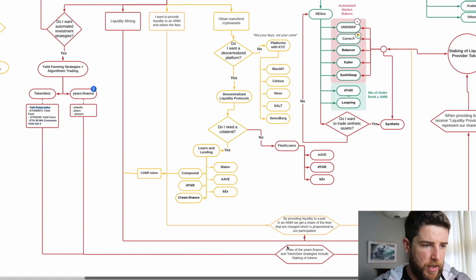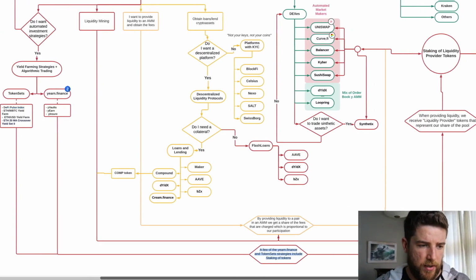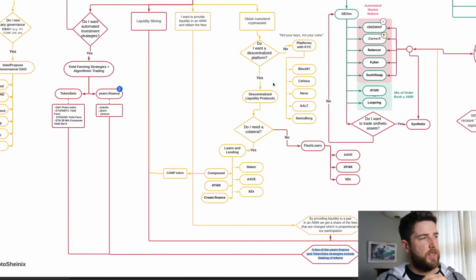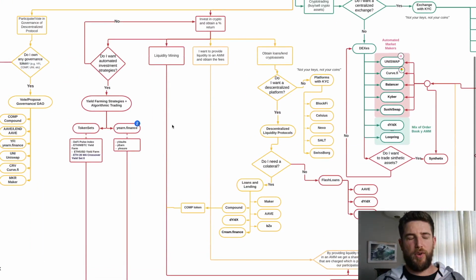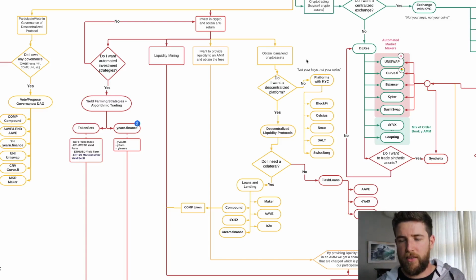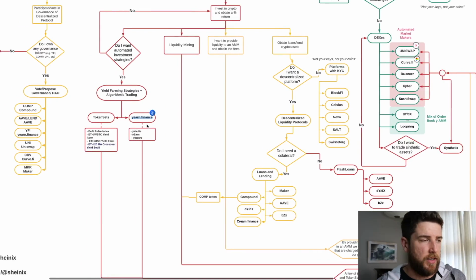And of course, I put here that a few of the Yearn Finance and Token Sets strategies include the staking of tokens, right? So as you can see, this is way riskier because basically they are interacting with every other platform and protocol in DeFi. So if something fails, it's likely that you may lose money or something goes not as expected. So you need to be very aware that these two projects, especially Yearn Finance, are really good, really interesting, with very good returns, but very high risk as well.